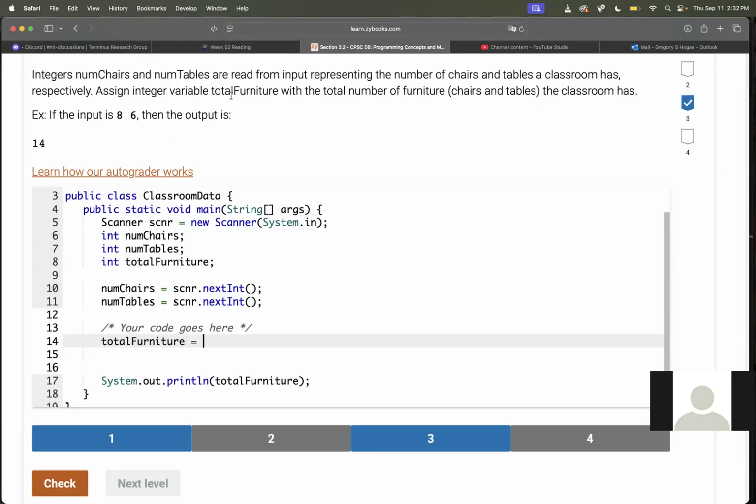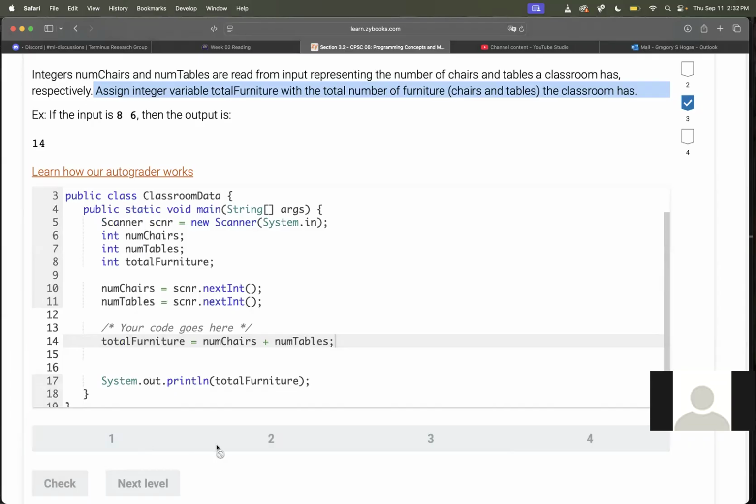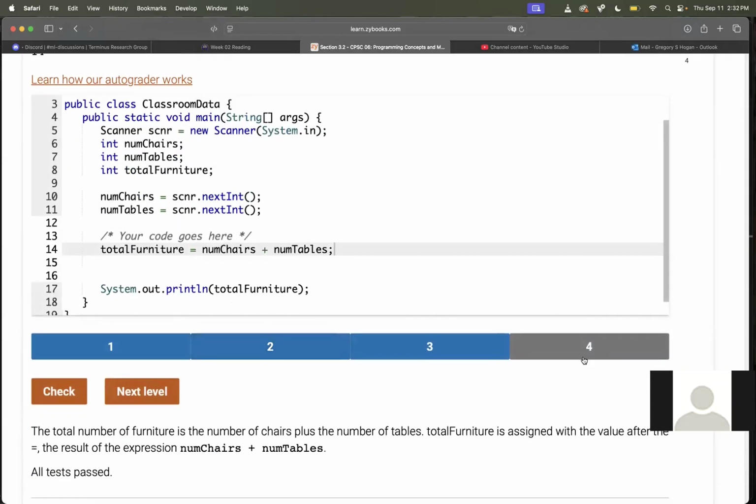And what do we want to assign it with? With the total number of furniture, chairs, and tables. So we're supposed to add the number of chairs and tables. That's num chairs plus num tables, semicolon, right? You need to read what it says up here and implement that in a line down here, and we can click check and we should get it right. And we did. Let's jump to the last one.